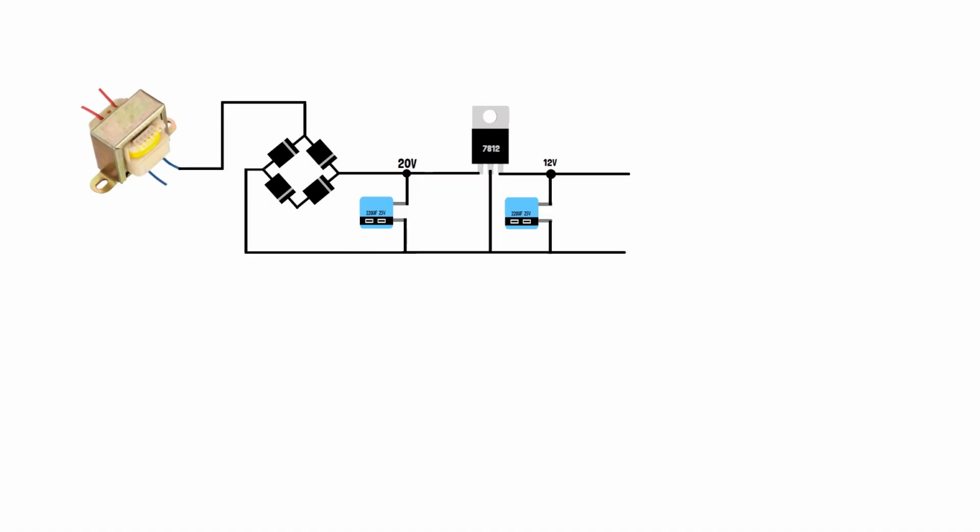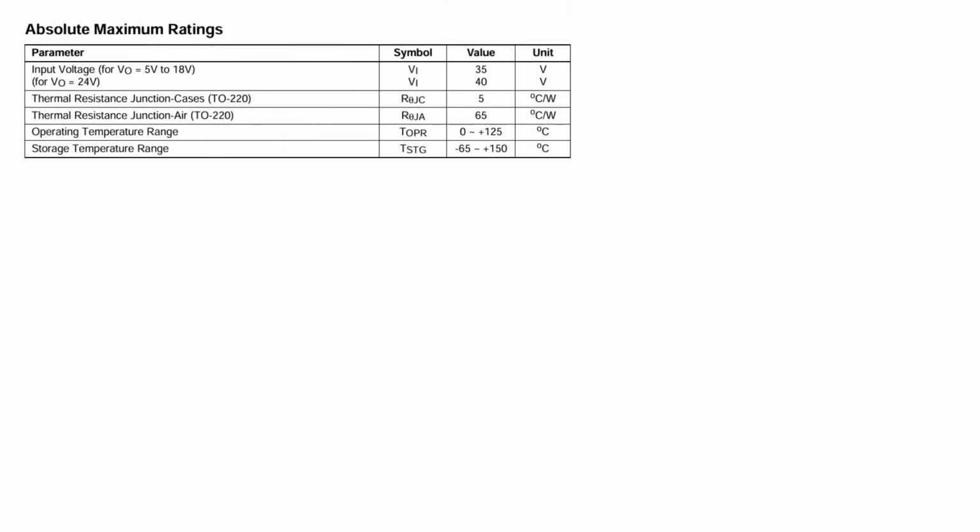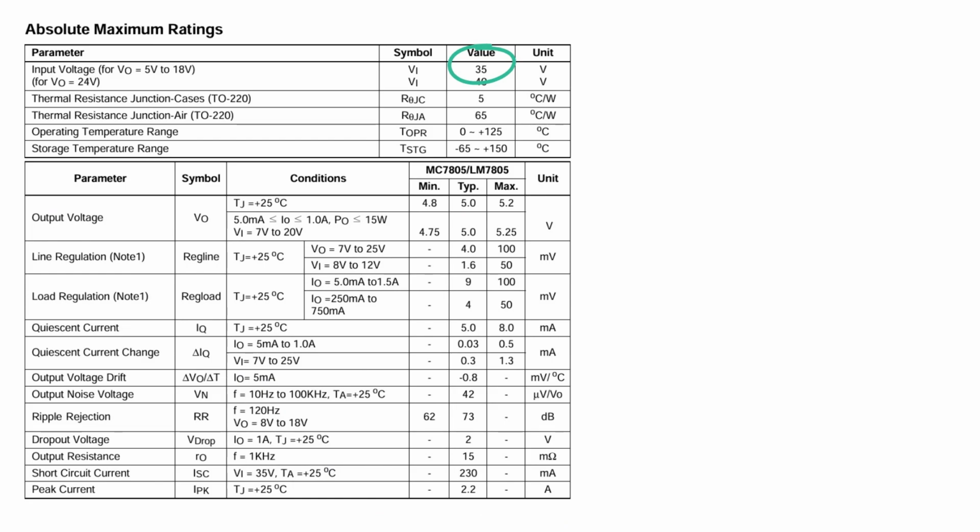Usually, this pin also needs to be connected to a capacitor with sufficient capacitance, but since my full-wave rectifier circuit already has capacitors, I only need to use small capacitors for noise filtering at the input and output. The input voltage needs careful consideration. According to the datasheet, the maximum input voltage value is 35 volts. Additionally, the input voltage must be at least 2 volts higher than the output voltage. In our case, the input voltage is 20 volts, meeting both requirements.